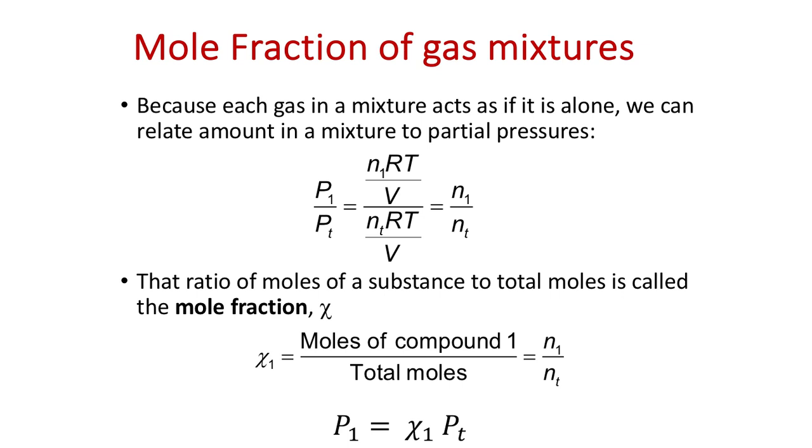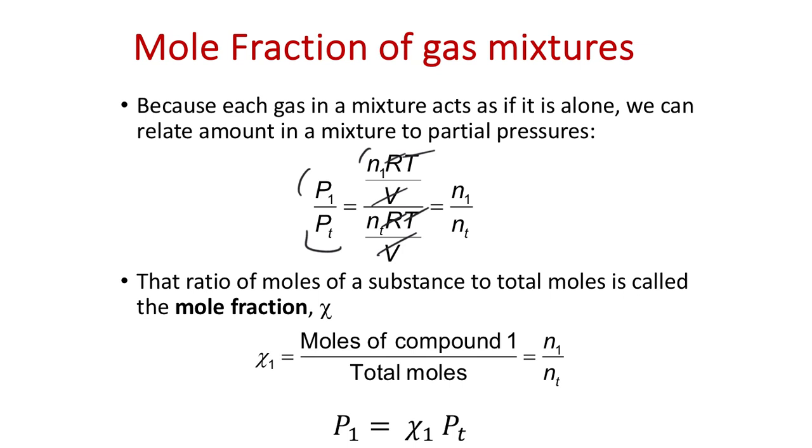And so if we look at the gas mixture as each of the particles acting as if it's alone, we can then relate the partial pressures to the total. You could take the partial pressure of a component of the mixture, let's say the partial pressure of 1, and divide that by the total pressure. We express partial pressure 1 like we just did, N1 RT divided by V. The total pressure would be the total number of moles times RT divided by V. They both have the same gas constant, the same temperature, and the same volume container, so those are all canceling out.